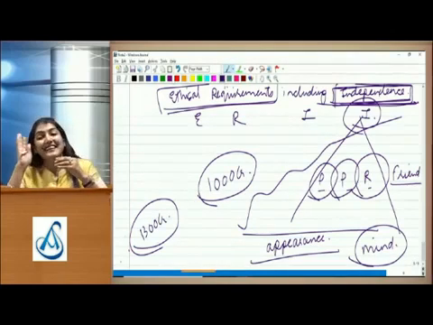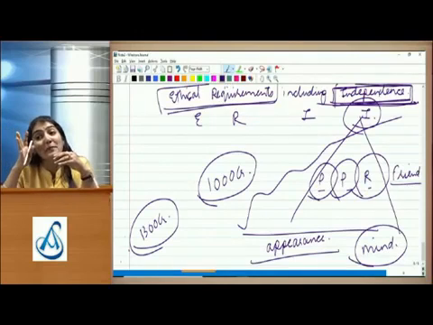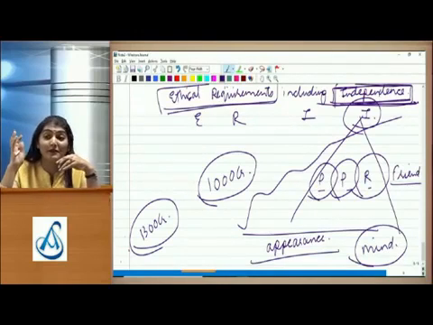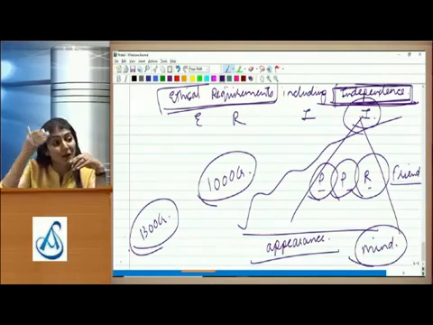Right. So independence not only in appearance, but also independence of mind. That is what is required by the code of ethics.